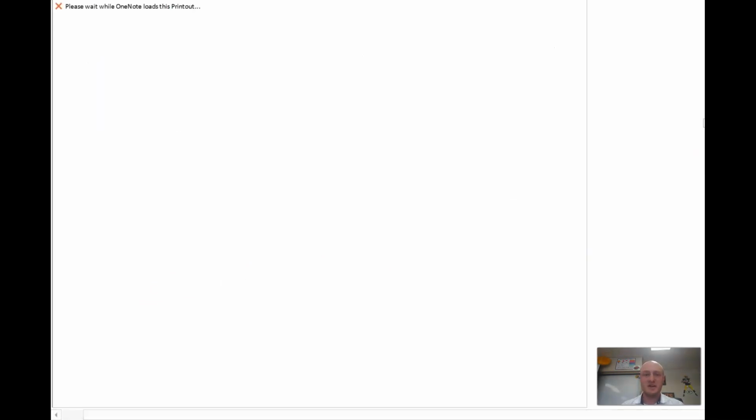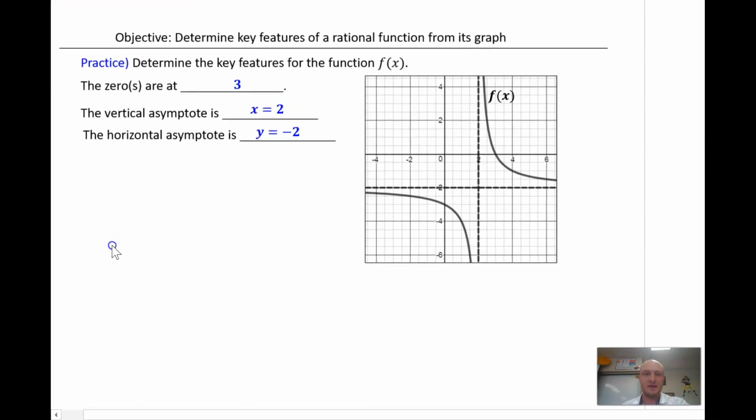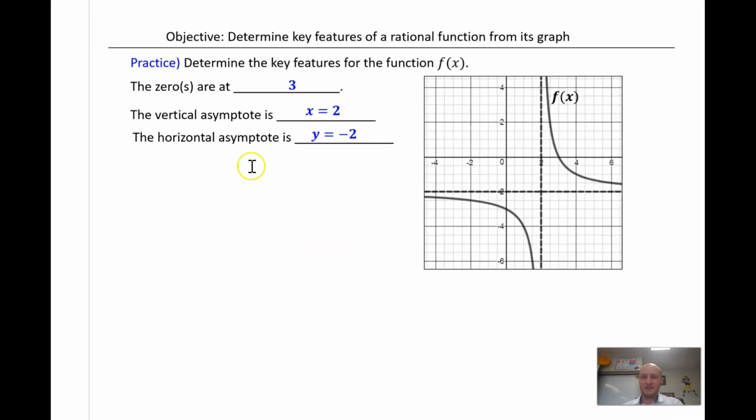All right, hopefully you paused. Here are the answers. The 0 is at 3. The vertical asymptote is x equals 2, and horizontal is y equals -2.